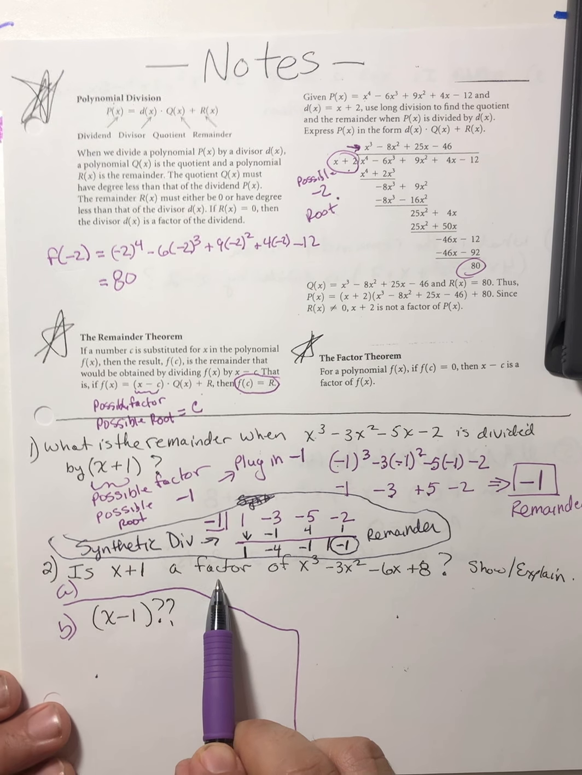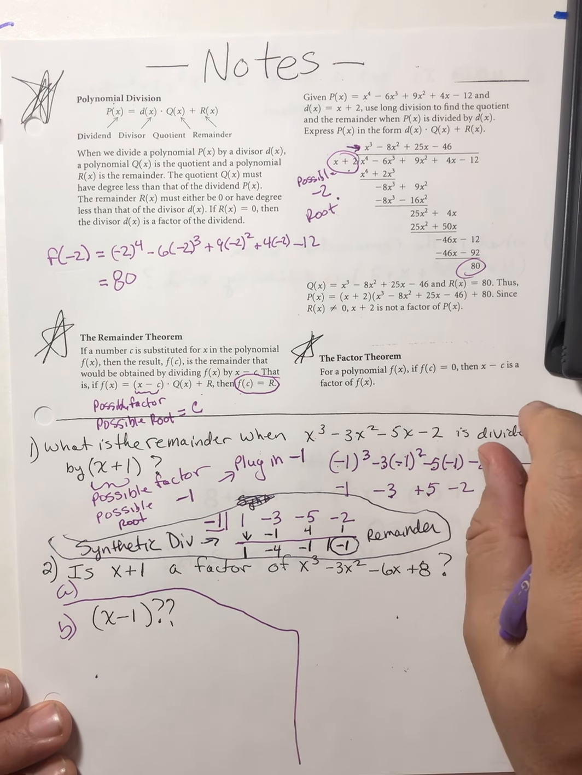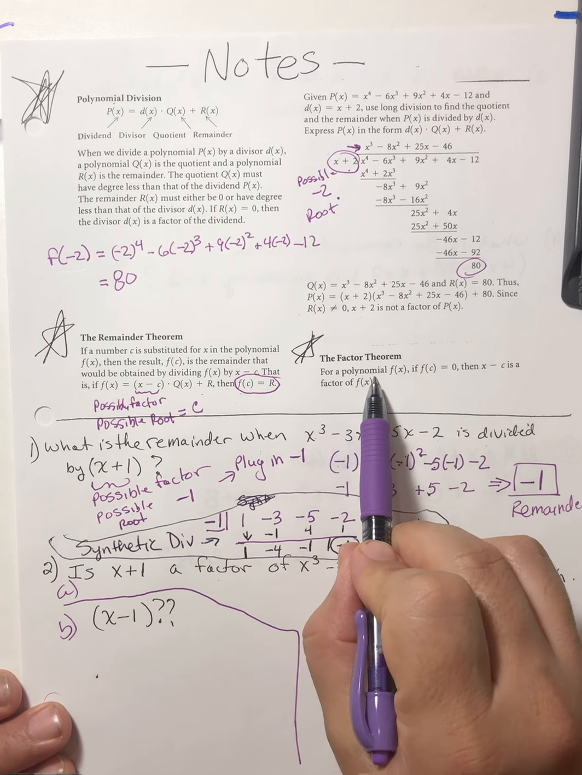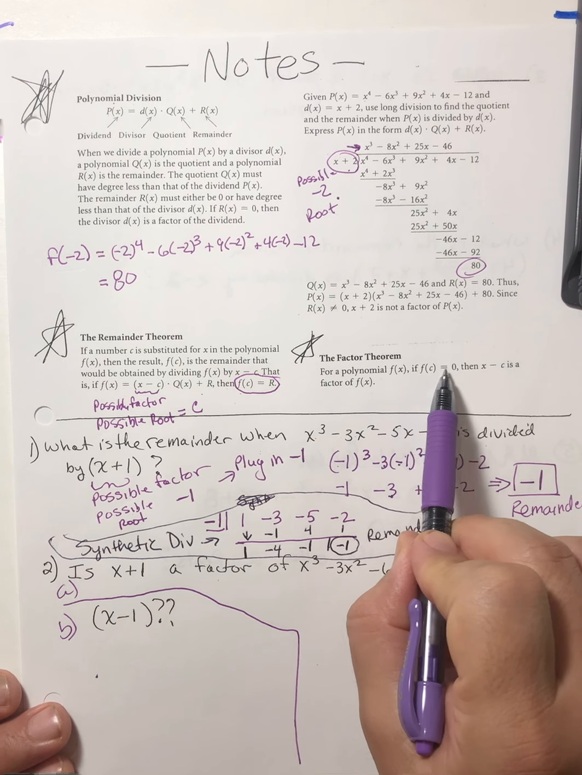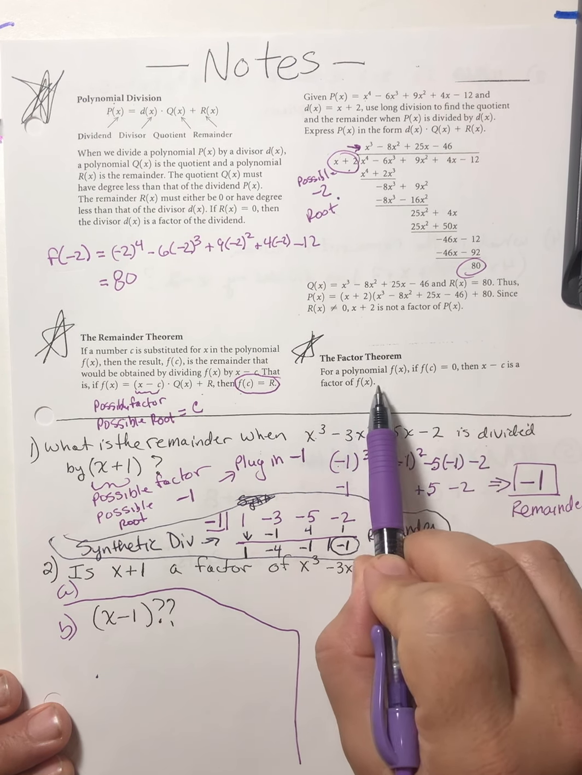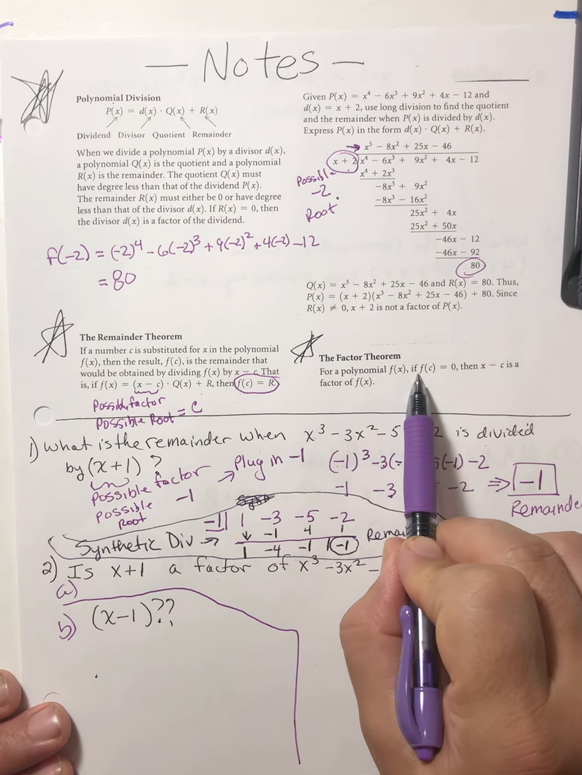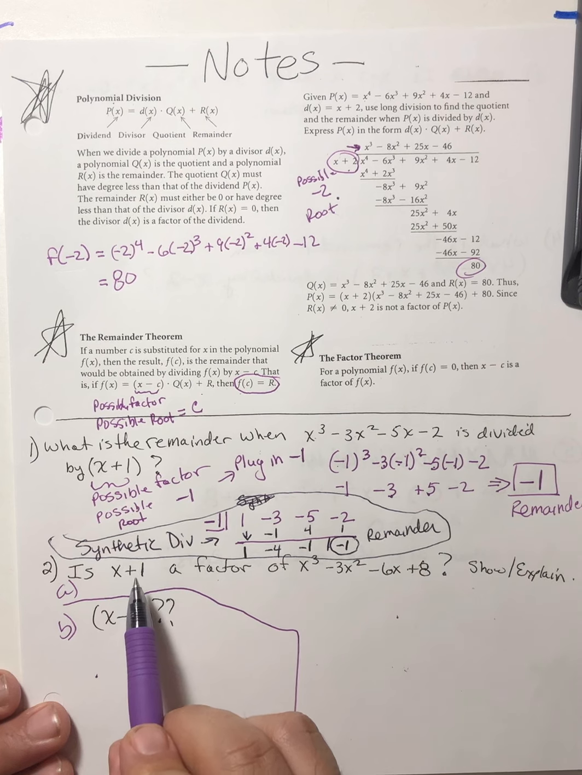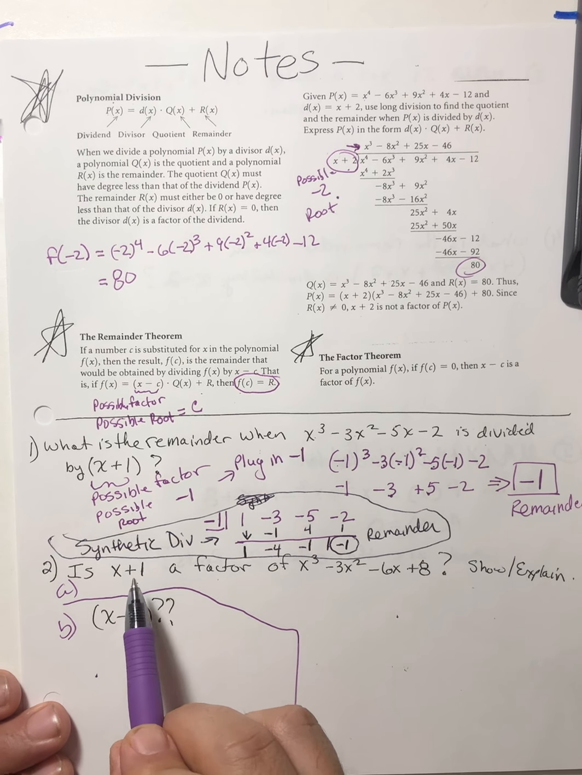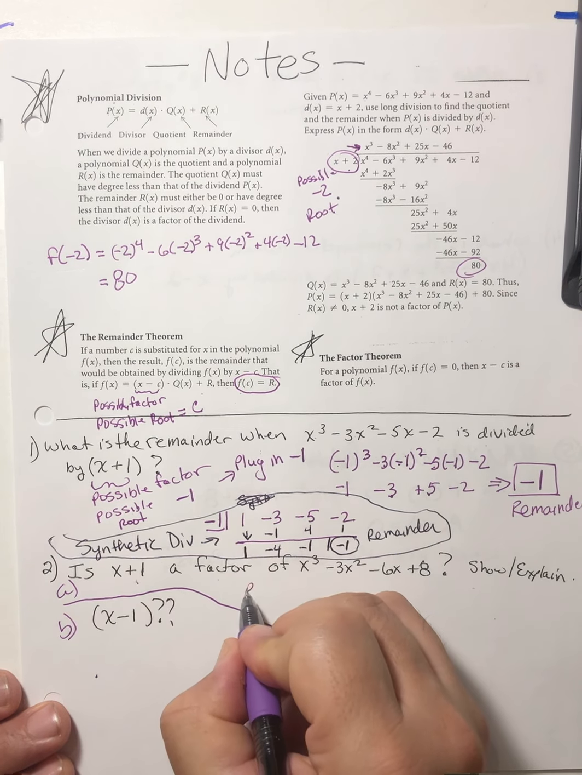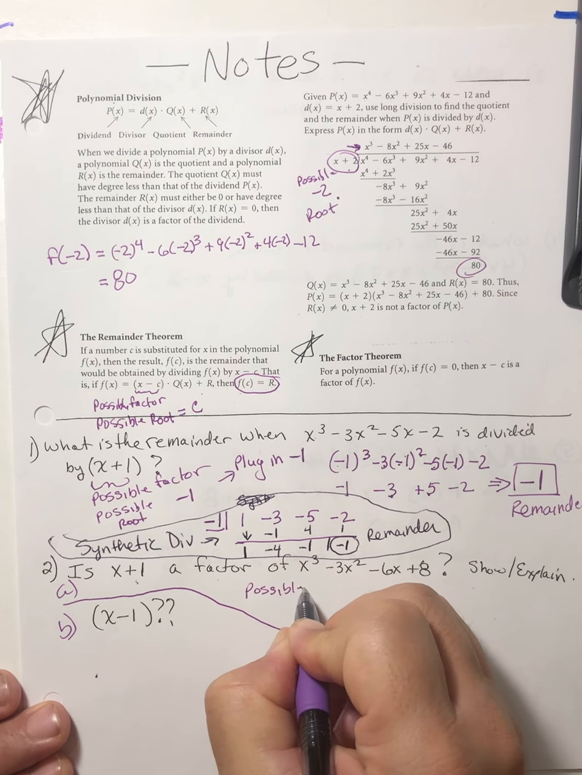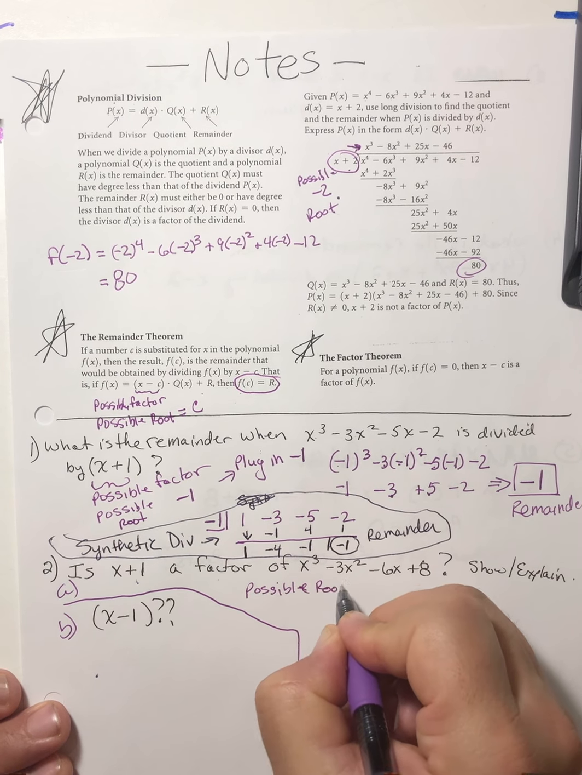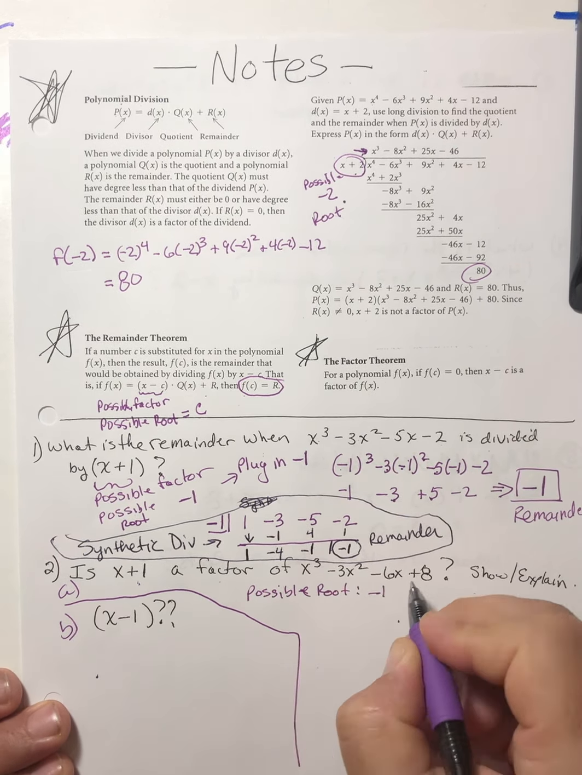Okay? So, why would it be a factor? If it's a factor, it has to have a remainder of 0. That's this right here. For a polynomial f of x, if f of c is 0, then x minus c is a factor. So that f of c literally means the possible root. What's the possible root here? That's right, the possible root is -1.